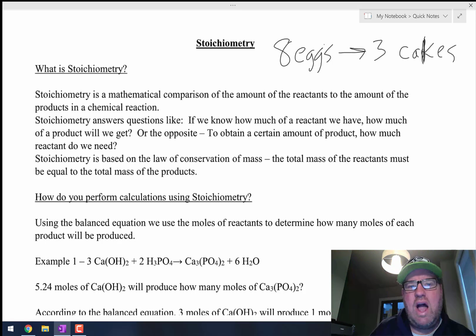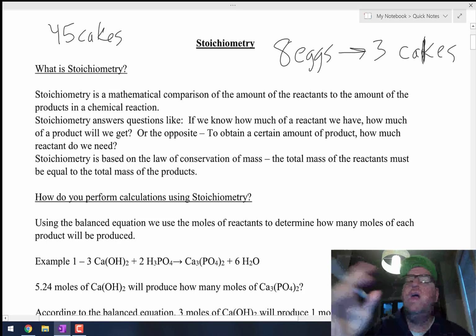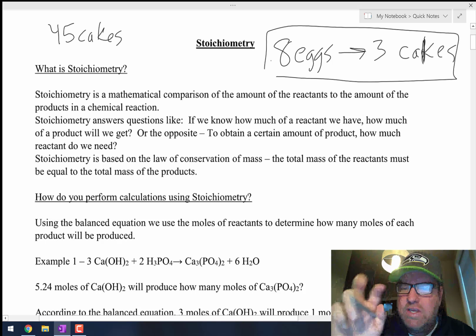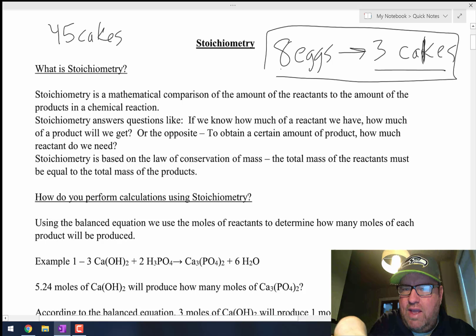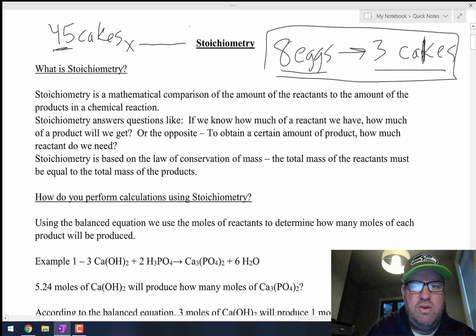Let's say I want to make 45 cakes all total, and the question is, of course, how many eggs do I need for that? Well, here's what we might call our balanced equation. To make 3 cakes, I need 8 eggs. So if I want to make 45 cakes, how could I mathematically do this?